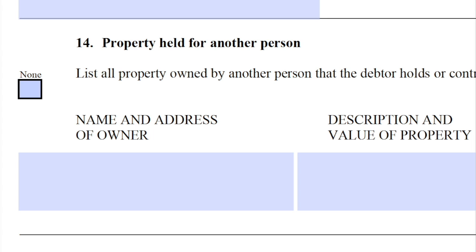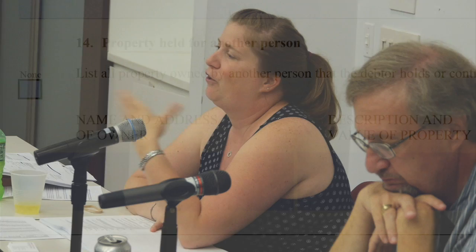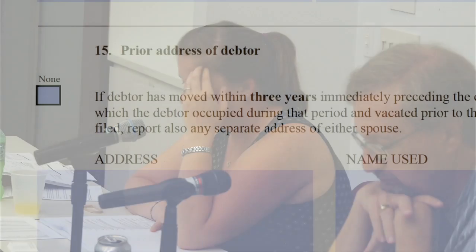This couple had a bunch of tools and lawnmowers and such owned by somebody else, but it was in their backyard. So they listed it because technically it's on their property, but it's not theirs. They're holding it. Or some people will hold a vehicle. Maybe a child is away at college. It's the child's vehicle, but it's in your driveway. You'd want to list it so that the trustee's aware that you have this piece of property on your property, but it's not yours. It's registered to somebody else, and you're just holding it.